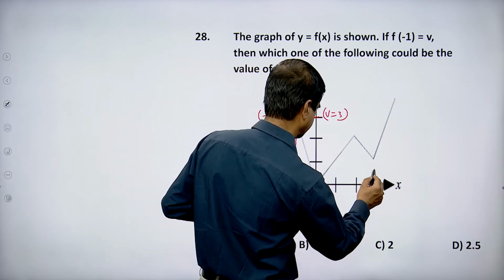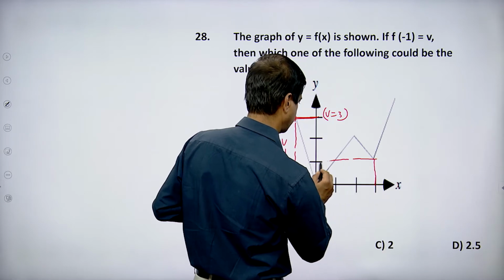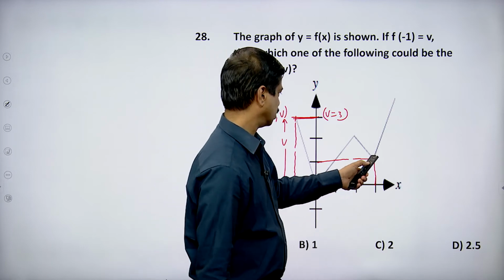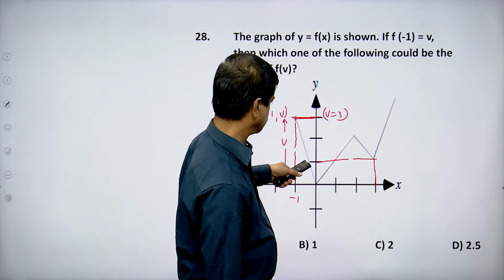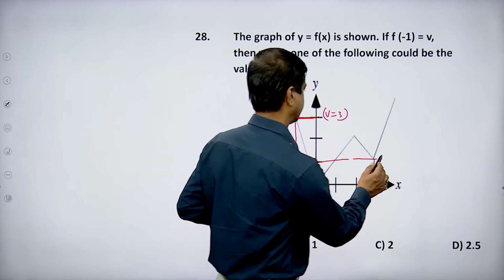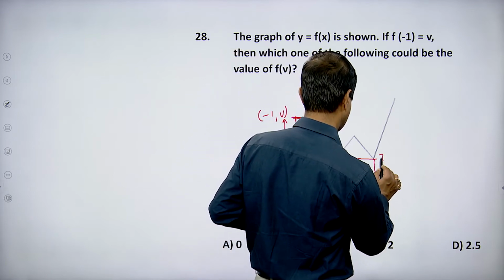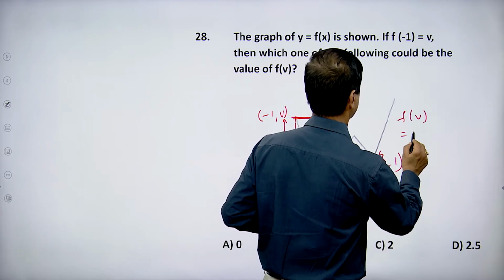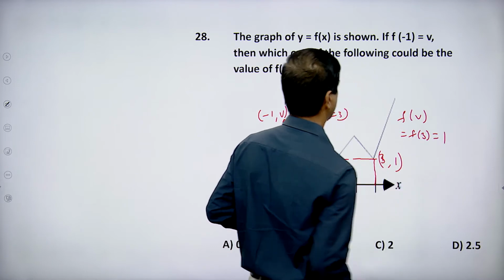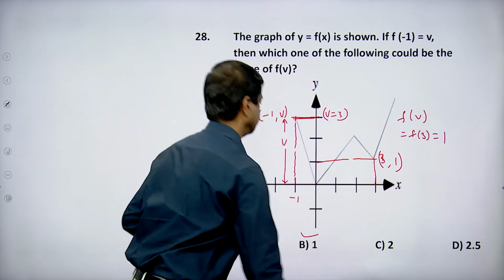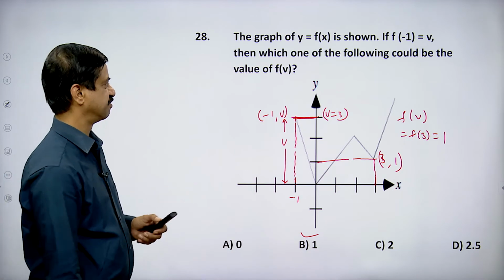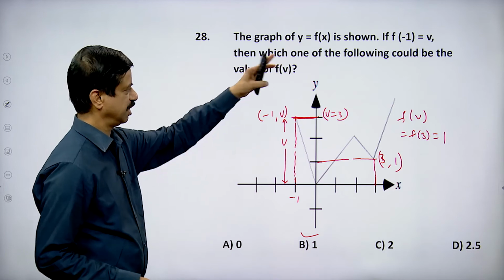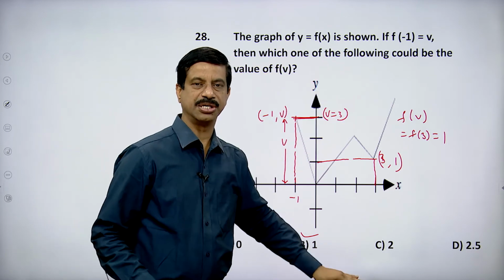So draw a line here. So maybe it is 0, 1, 2, 2.5. So that means this diagram shows the value of f of v is 1. So this is 3 comma 1. So f of v equal to f of 3, so that is equal to 1. So the answer is option B. Okay. Please note it fast, quick. I think this diagram gives every solution. Please note the diagram, you will understand. Take a screenshot of this page.